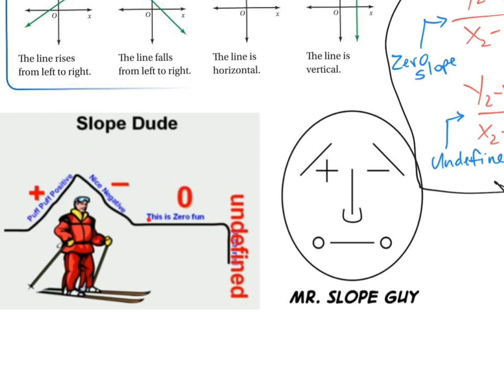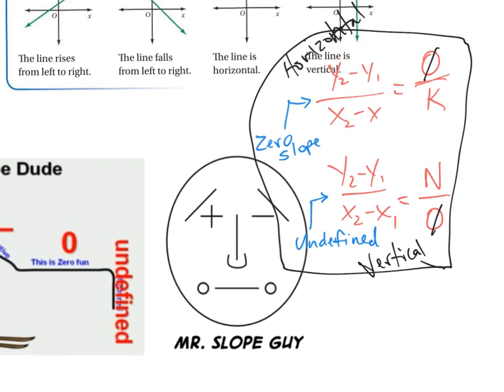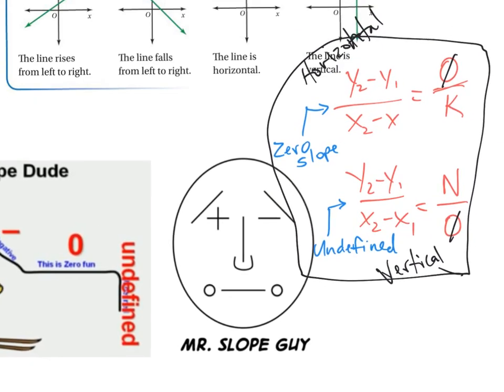So horizontal, 0, undefined, or you can draw this, put it in your notebook. Just remember the 0. Just remember the okay horizontal, no vertical.